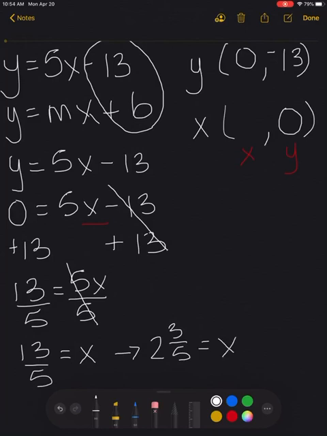We can also write this as a decimal, where we're going to find that x, or our x-intercept, is also going to be 2.6. So for this equation, our x-intercept is 2.6. We're going to leave it as a decimal.